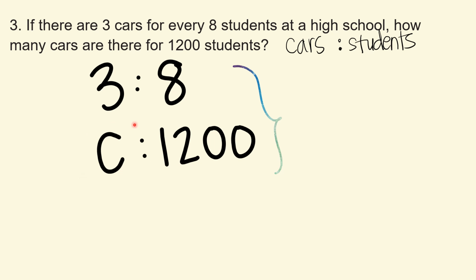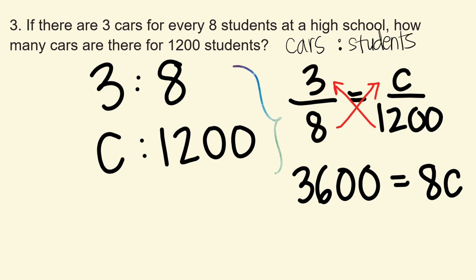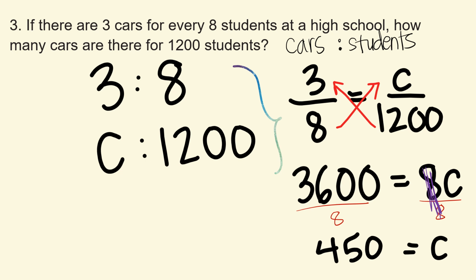All right, so we would go over here and we would rewrite each of our ratios. 3 colon 8 could be rewritten as 3 over 8. C colon 1,200 could be rewritten as C divided by 1,200. So we just set those equal. Then we're going to cross multiply. 1,200 times 3 is 3,600. 8 times C is 8C. All right, so we have 3,600 equals 8C. Then we're going to divide both sides by 8. It's going to cancel out on the right-hand side, and you're left with C equals 450.